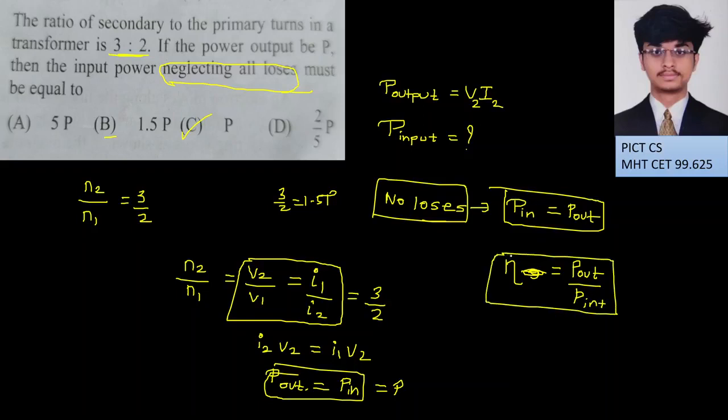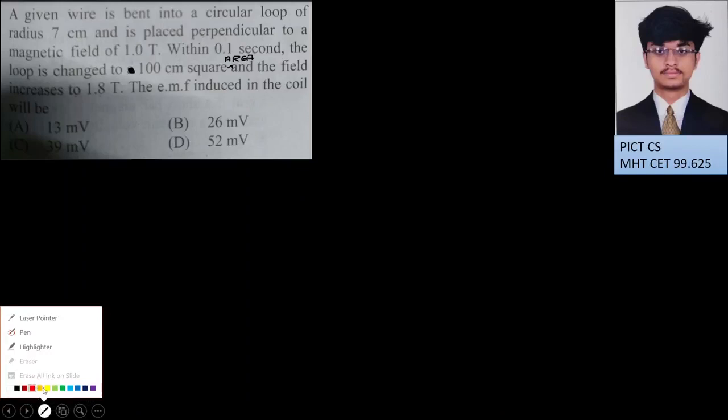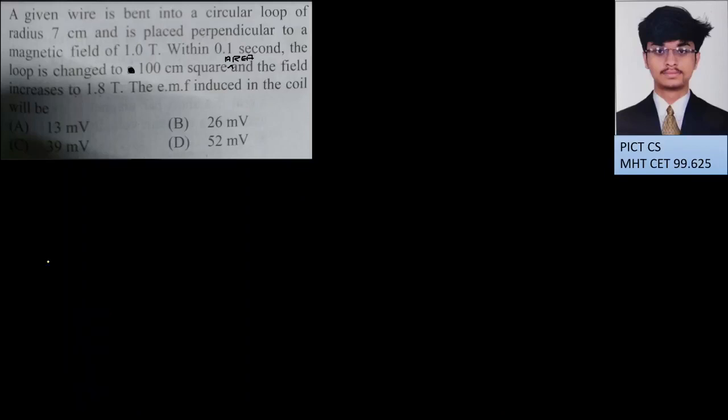Coefficient, this is basically the coefficient of efficiency. But in this case, when there are no losses, efficiency becomes 1 and power input becomes power output. Alright, it's clear. So option C is the correct answer. It's P only. Alright, so what's the next question?